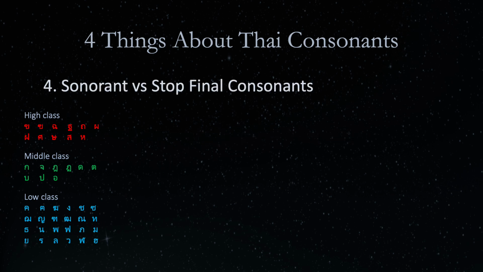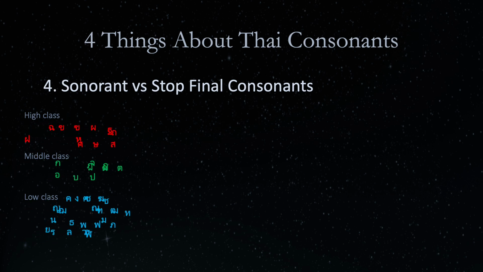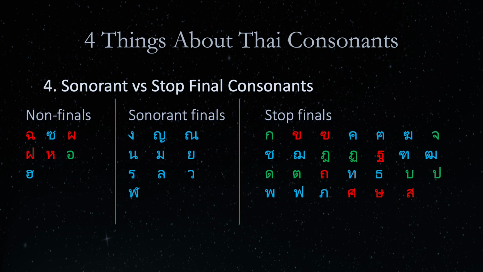One more thing you need to know about every Thai consonant depends on the sound of the consonant at the end of a syllable. This also plays a role in determining the tone of the syllable. In this respect, we can once again divide Thai consonants into 3 groups. Those that do not occur as final consonants, the sonorant final consonants, and the stop final consonants. This grouping is independent of the consonant classes, as you can see in the distribution of consonants with different colors in the groups. Remember that we use the colors to identify the class to which a consonant belongs: blue for low-class consonants, green for middle-class consonants, and red for high-class consonants.